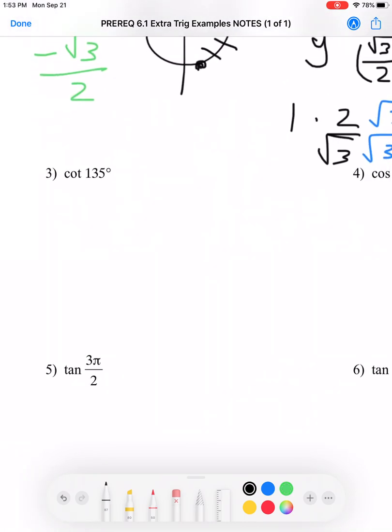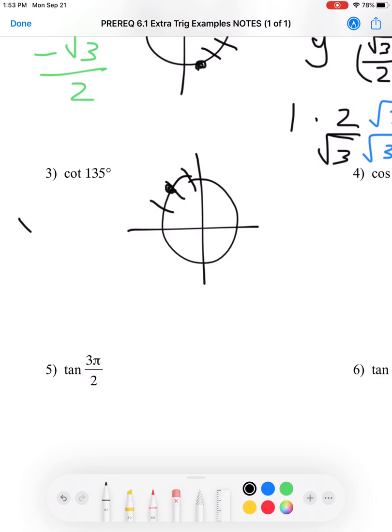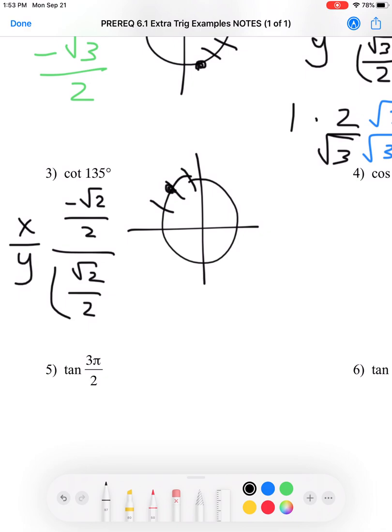Cotangent of 135. 135 is also up here in quadrant 2, all the way up here. Cotangent is a ratio of x over y. So if you remember, the 45s are exactly the same. So I should have negative root 2 over 2 for x, because I went to the left, over positive root 2 over 2 for y. Check it out. These are the same thing over itself, which cancels to 1, but I still have this negative out front, so the final answer is negative 1.